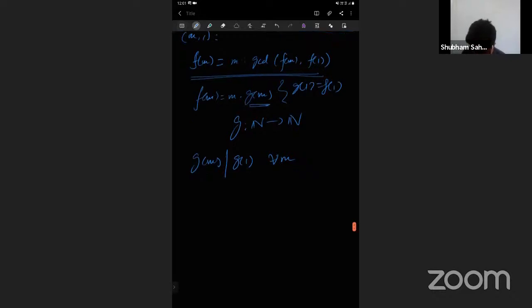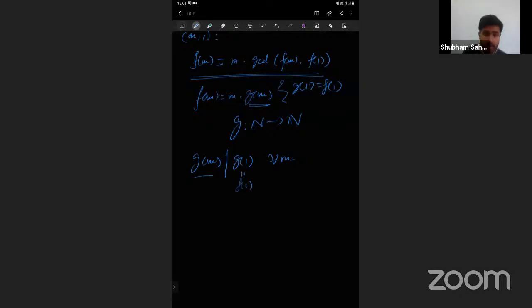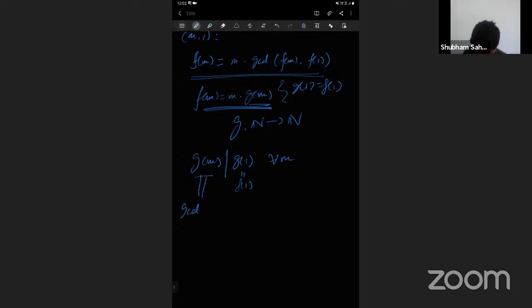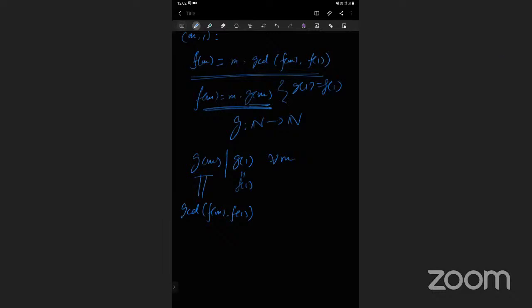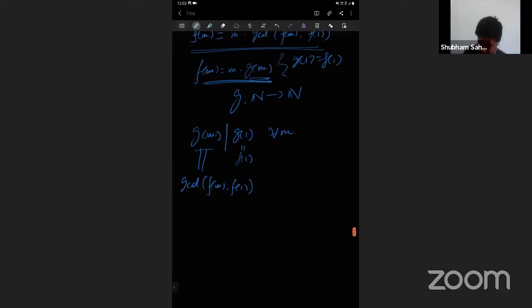Can you explain why g(m) divides g(1)? So g(1) is just f(1), because of how we define g. And g(m) is just the gcd of f(m) and f(1), so it's a factor. Right, so you just need to show the other way around.